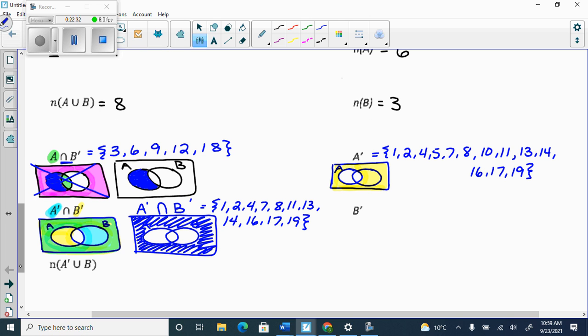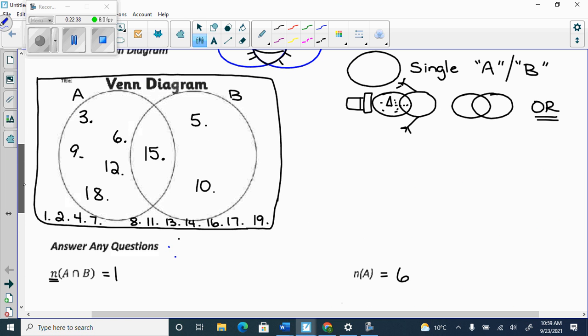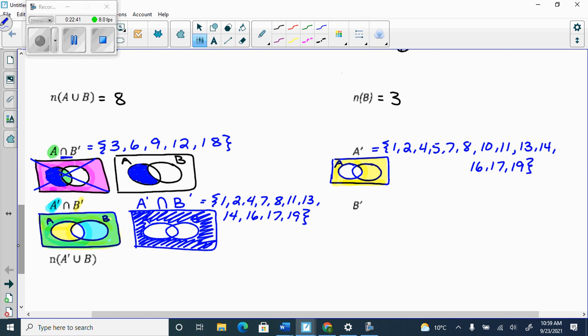The next one I just had to state what was not in B. Not in B is everything but 5, 10, and 15.